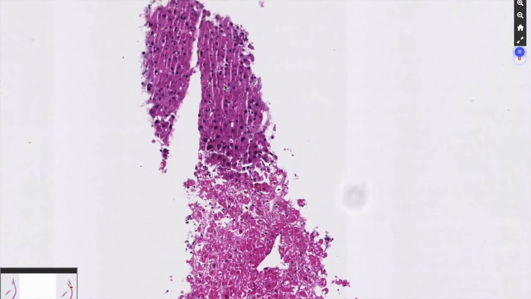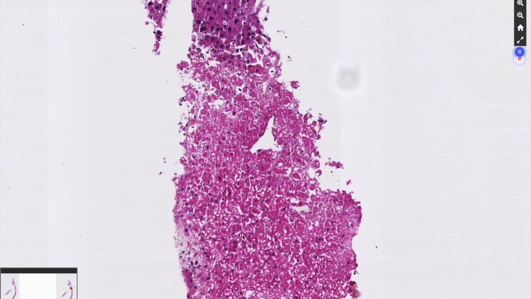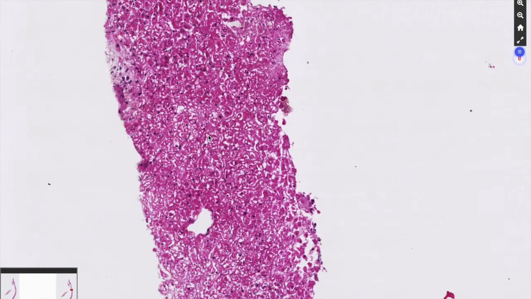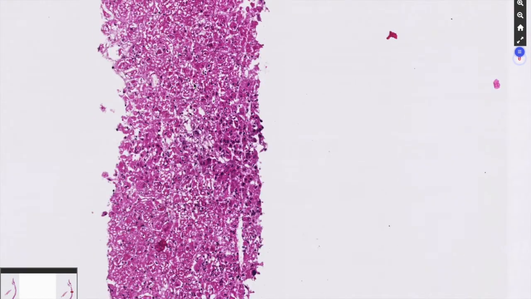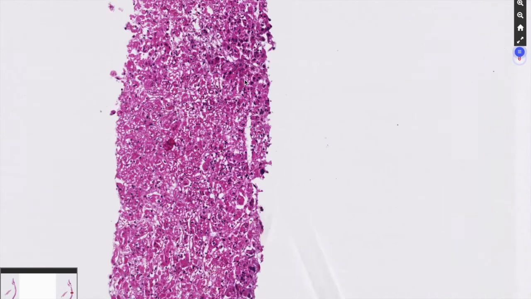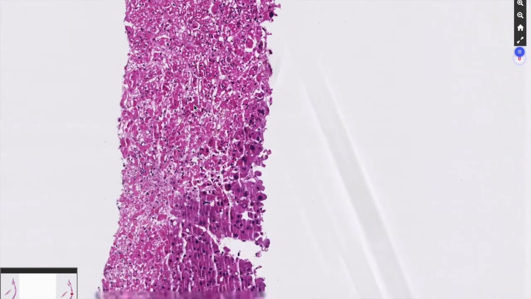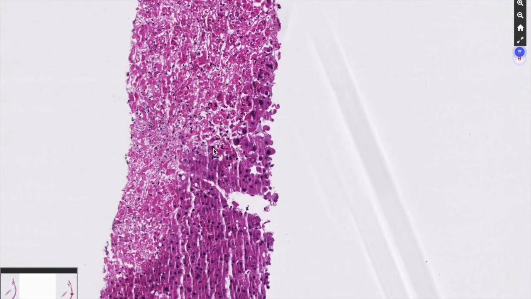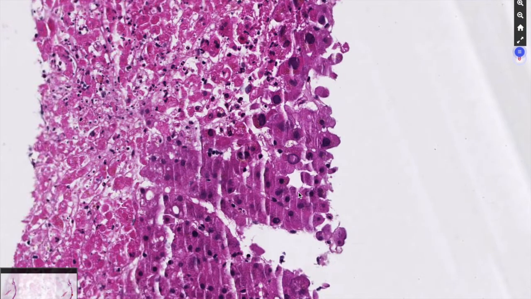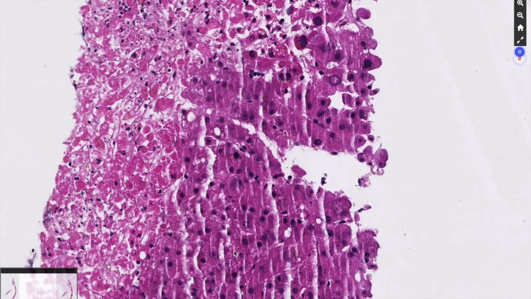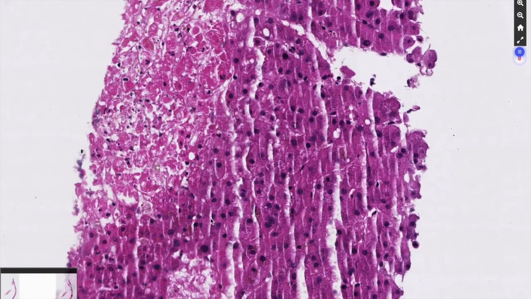And now we have again some viable hepatocytes. And to make your diagnosis, you have to have a closer look at the hepatocytes that are located at the junction between the necrotic area and the viable area. So now take a look at this part. Do you think that the nuclei look normal?